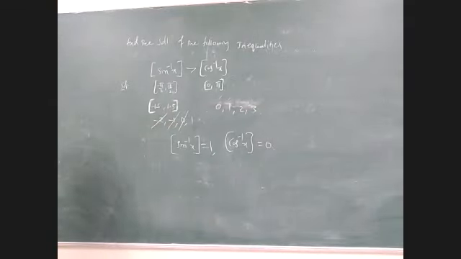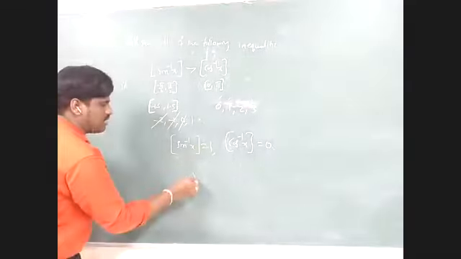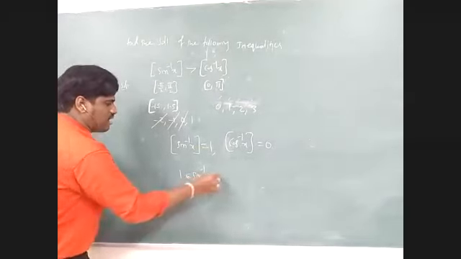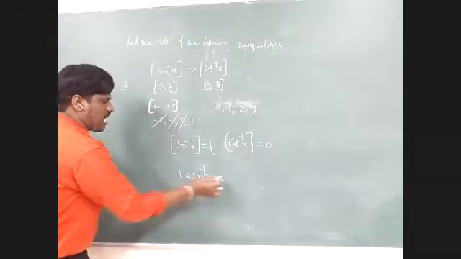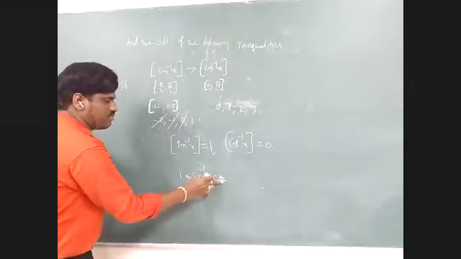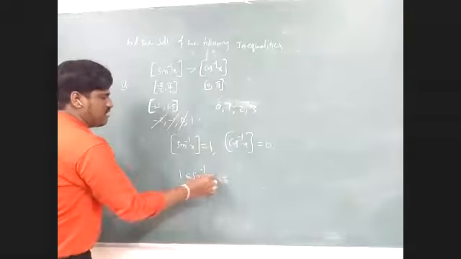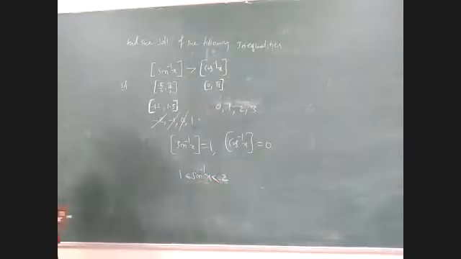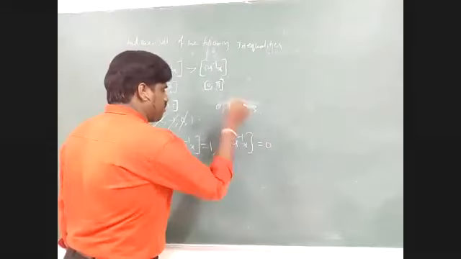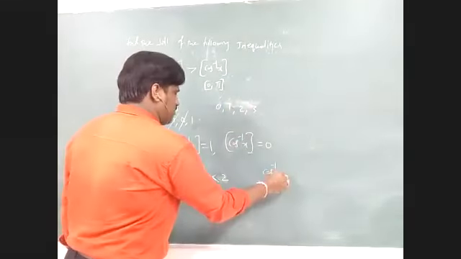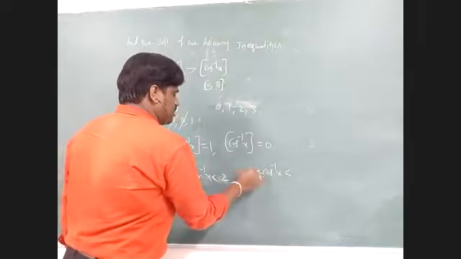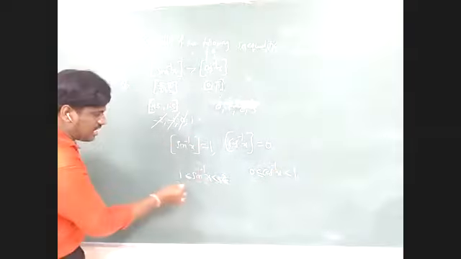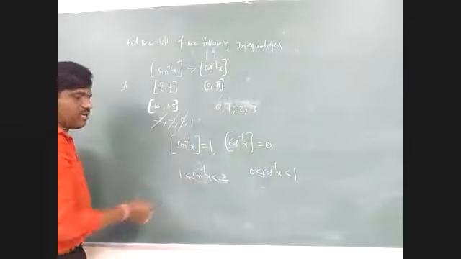When does this happen? Sine inverse x will be between 1 and 2, because the greatest integer of it is 1. And cos inverse x, when is its greatest integer 0? When cos inverse x is between 0 and 1. Correct.